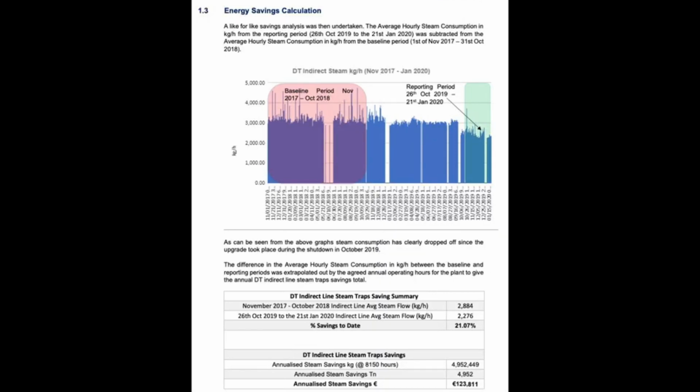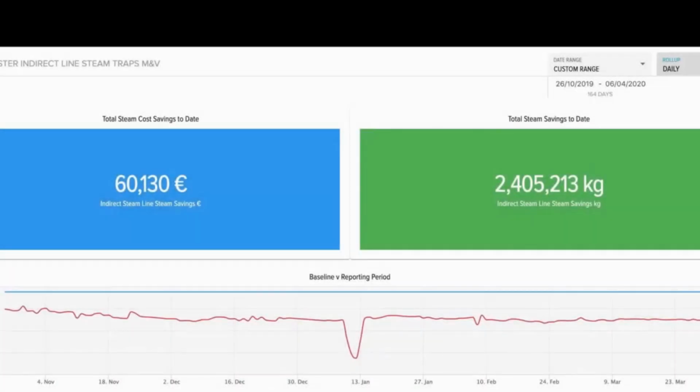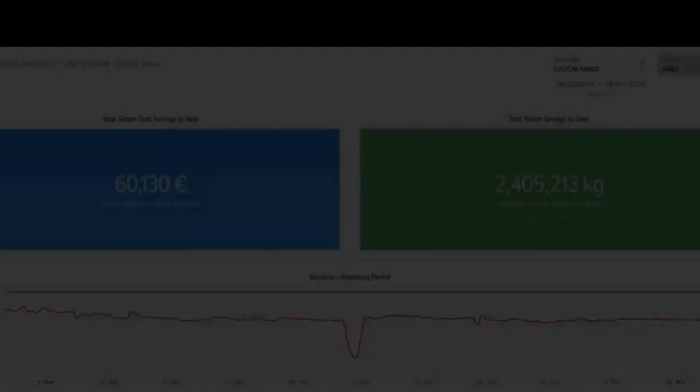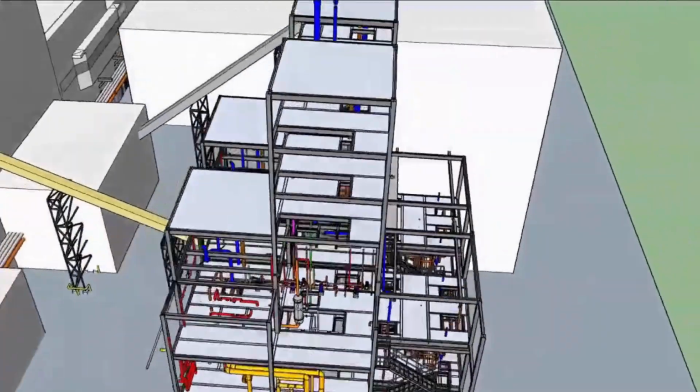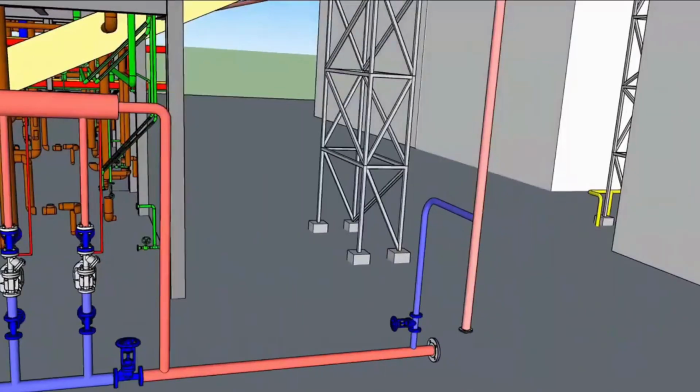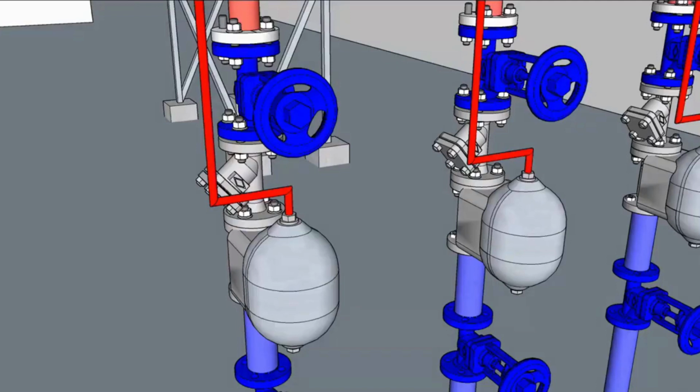From this action, €123,811 was saved. Another insight that CoolPlanet OS was able to accurately provide from analyzing the extraction area of the factory was that not all of the condensate being produced was being returned to the degasser in the boiler house. This led our engineers to investigate thoroughly.